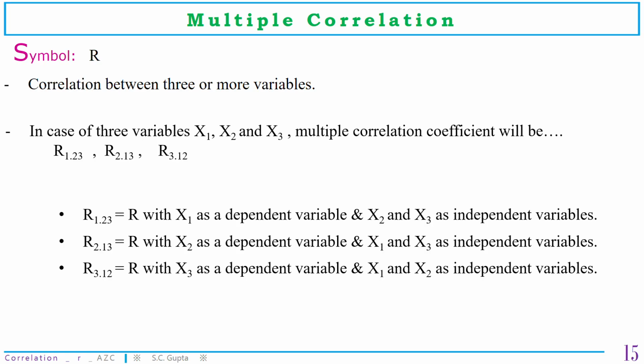R1.23 is R with x1 as a dependent variable and x2 and x3 as independent variables. R2.13 is R with x2 as a dependent variable and x1 and x3 as independent variables. R3.12 is R with x3 as a dependent variable and x1 and x2 as independent variables.